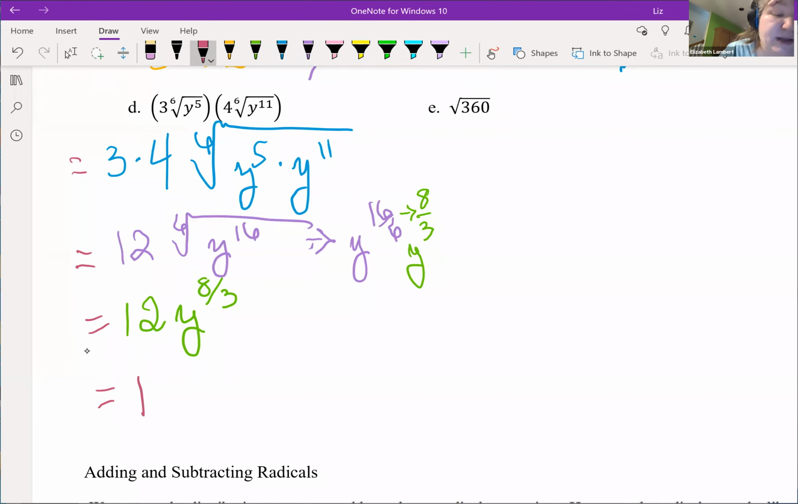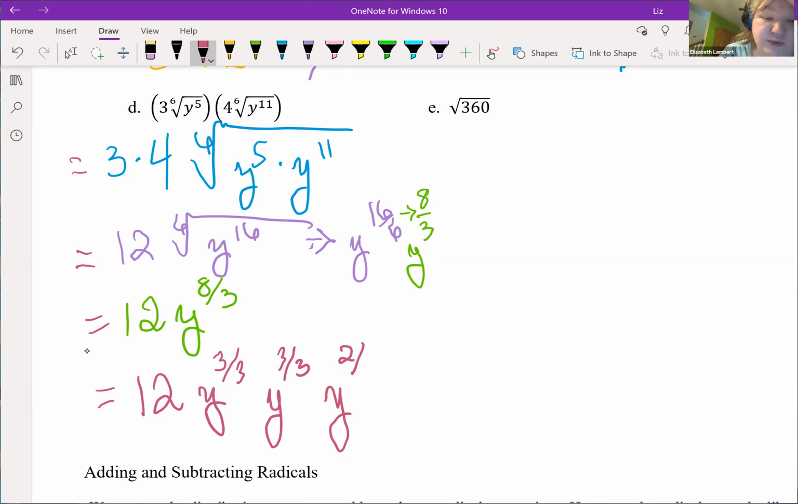All right, so 12. So y to the 8 thirds is the same as y to the 3 thirds, y to the 3 thirds, and y to the 2 thirds. So 3 thirds plus 3 thirds plus 2 thirds is 8 thirds. Or again, if you think of 8 thirds, that is an improper fraction. If you went back to a mixed fraction, it would be 2 wholes, 3 thirds and 3 thirds, those are wholes, and 2 thirds left over. So the 3 thirds are just first powers, so this is just y times y. That is a y squared on the outside.